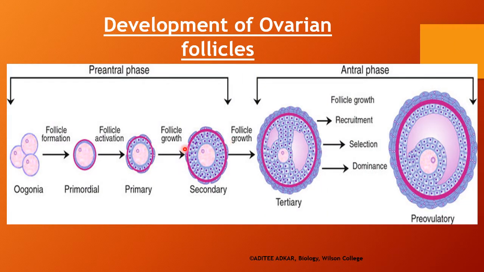So now we know that the fetal ovary will only show the primordial follicles, and the further development of follicles from primary to secondary to tertiary and to the Graafian follicle stage will take place only when the menstrual cycle begins at the onset of puberty.